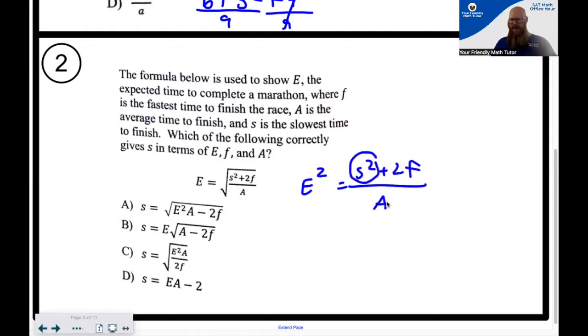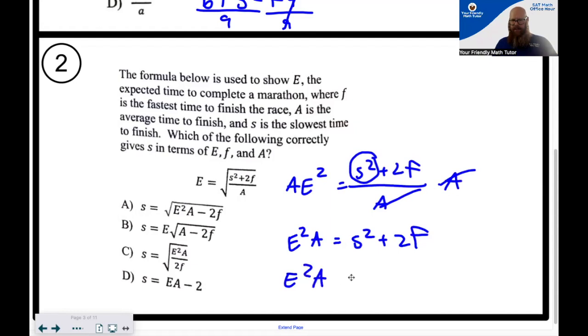Again, I'm trying to get this by itself, so I would multiply each side by A. So that's E squared A is equal to S squared plus 2F. Subtract 2F: E squared A minus 2F equals S squared. I would stop there. You have to square root both sides. So that's got to be A.